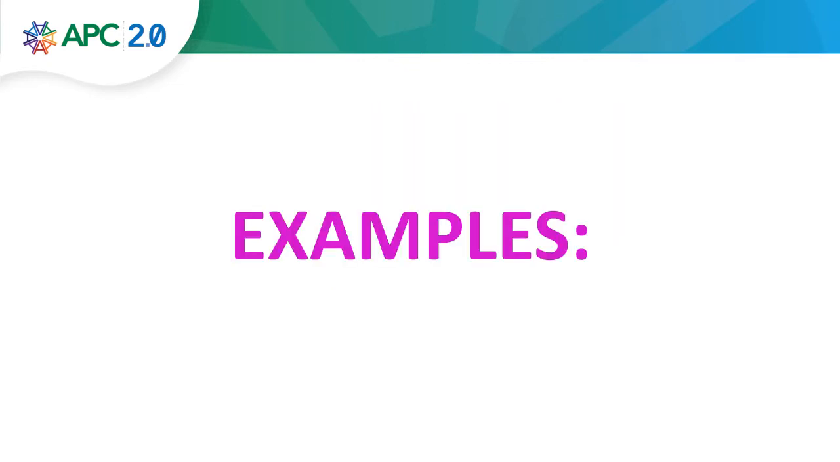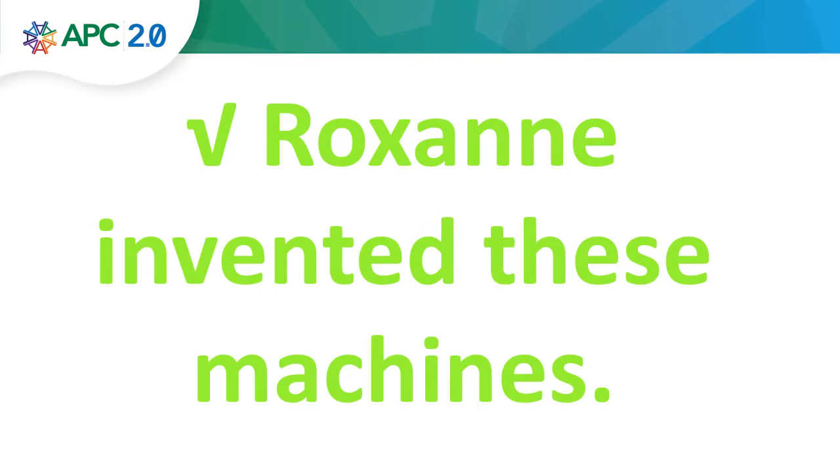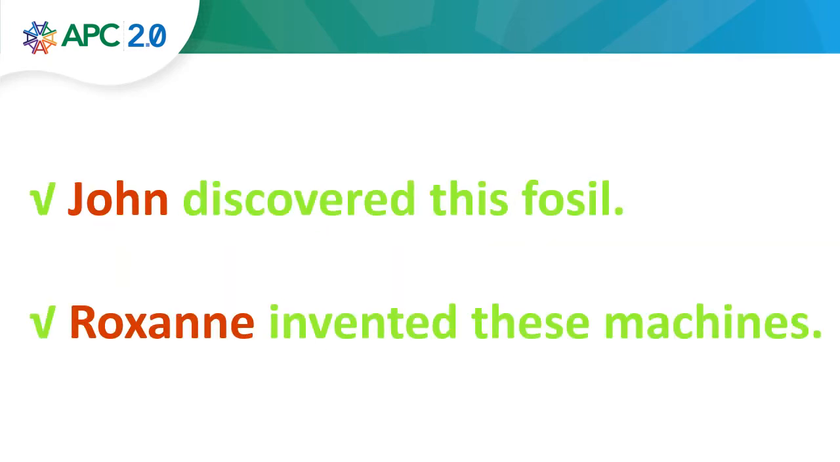Here we have two examples using the active voice in the simple past tense. John discovered the fossil. Roxanne invented these machines. In these sentences, the people who did the action are very important. John and Roxanne. We know these people, and they are very important.